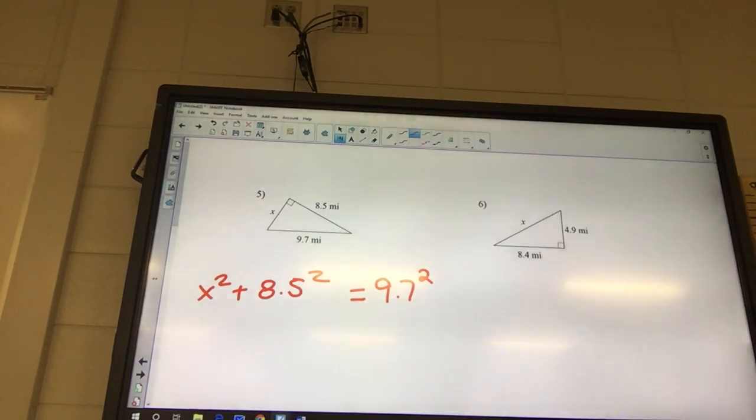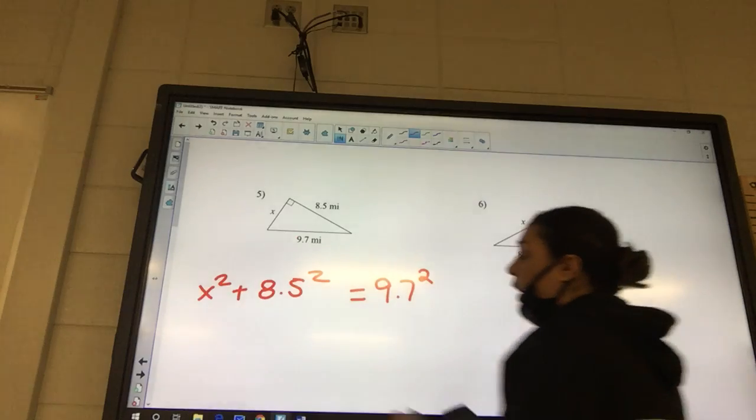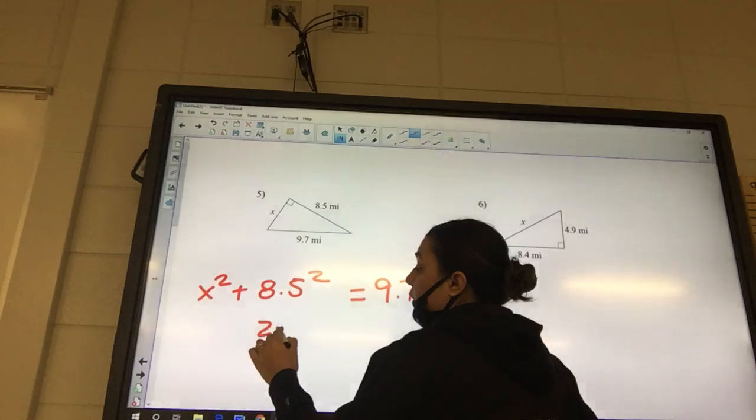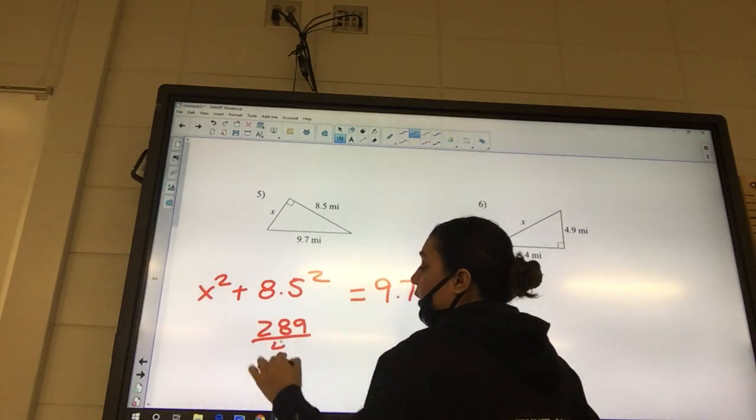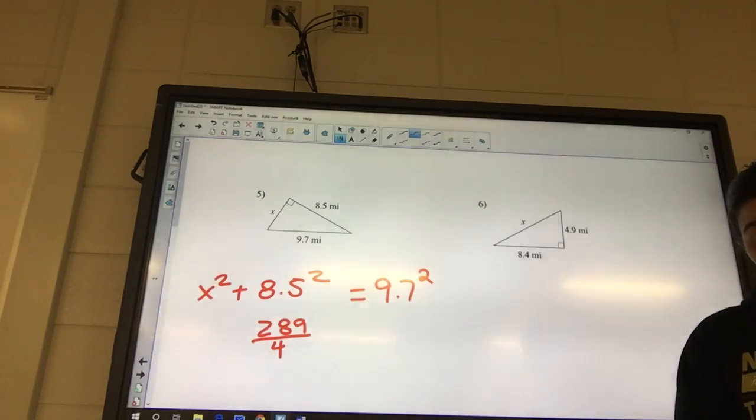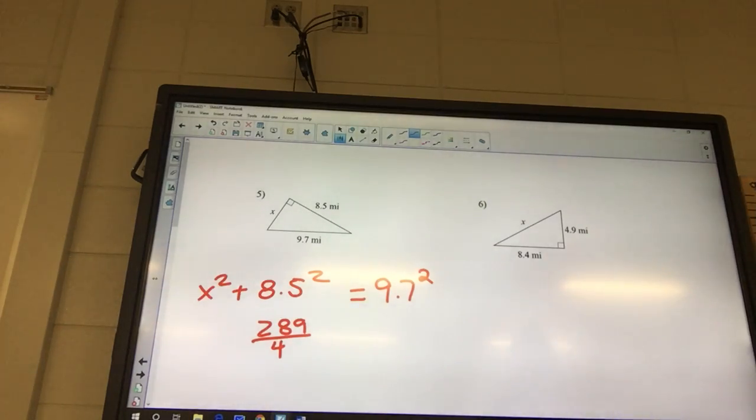Okay, so what is 8.5 squared? 289 over 4. It says 289 over 4. Our calculators are whack. Yeah, we got two different answers. What did you get, a decimal? I got 72 and 1. On your calculator, there's a button right above the orange one that says S to D. That means standard to decimal. I got the same answer. It says 72.25. Yeah, I got it.